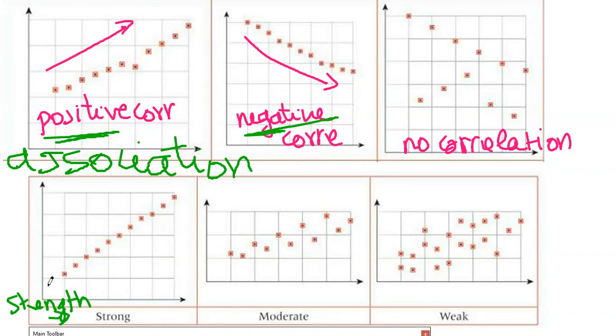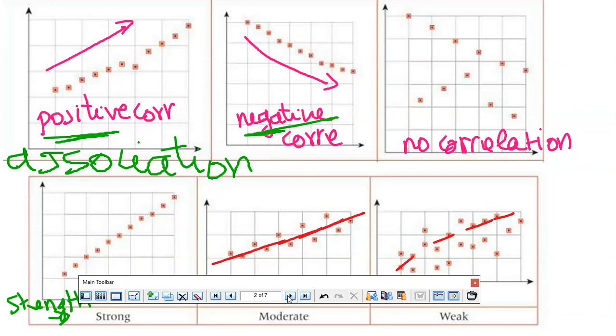Now, if it's really a straight line like this, it could be like this or even decreasing, we say it's a strong correlation. So this is how we define the strength. When it's like this, approximately, I can draw a line in between, so it's moderate. And when it's impossible to draw a line in between, we say it's a weak correlation. And also with the calculation, we'll discover when it's weak, moderate, or strong.